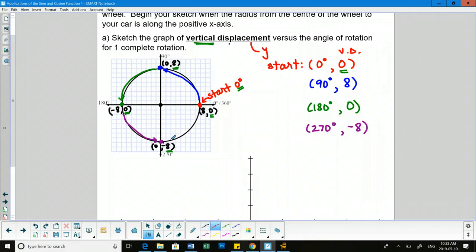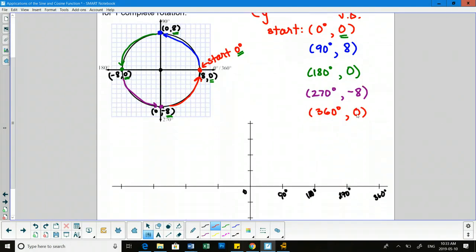And my last position is the same as my starting position. So I've now rotated a full 360 around the Ferris wheel. I've done one full rotation, and I'm back to a vertical displacement of 0. I'm equal with the center, not above or below it at all. So 0. This is what we're going to graph down here.